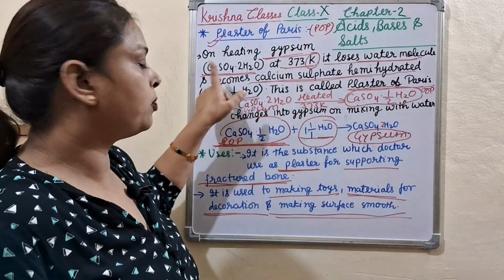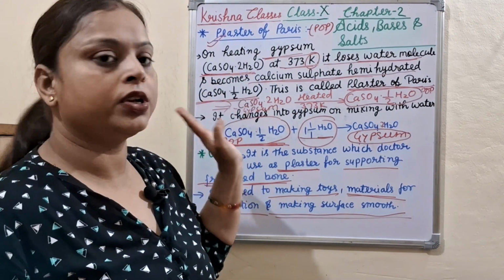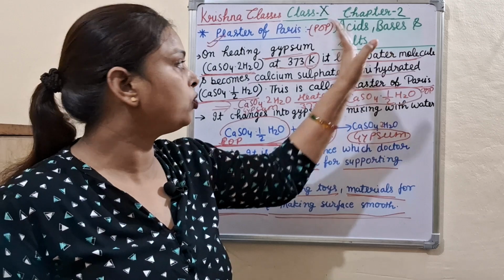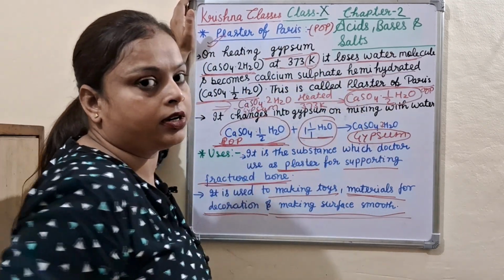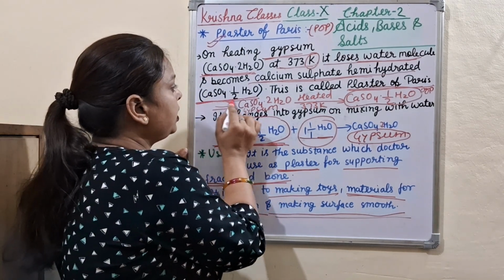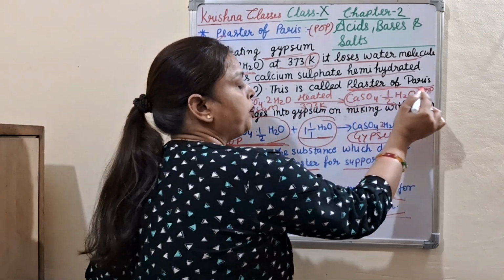On heating gypsum. What is the gypsum? Formula of gypsum is CaSO4·2H2O. At 373 Kelvin temperature, it loses water molecules and becomes calcium sulfate hemihydrate. What is the formula of calcium sulfate hemihydrate? CaSO4·½H2O. This is called the plaster of Paris.